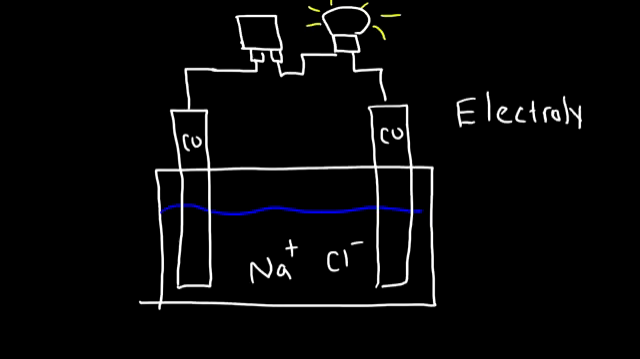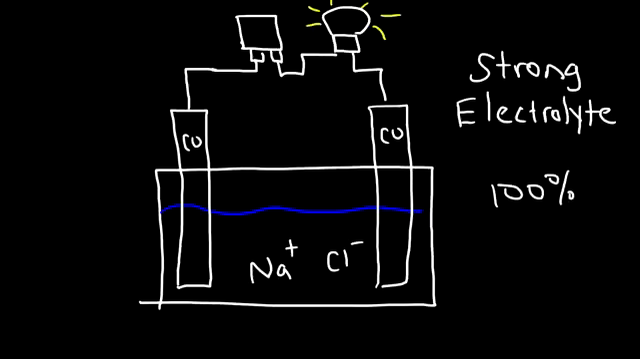Now, because it conducts electricity very well, it is a strong electrolyte. Any ionic compound that is soluble is a strong electrolyte. It ionizes completely. You could say the ionization is almost 100%. So for every 100 formula units of sodium chloride, you're going to have 100 sodium ions and 100 chloride ions. Strong acids are also strong electrolytes. They conduct electricity very well.